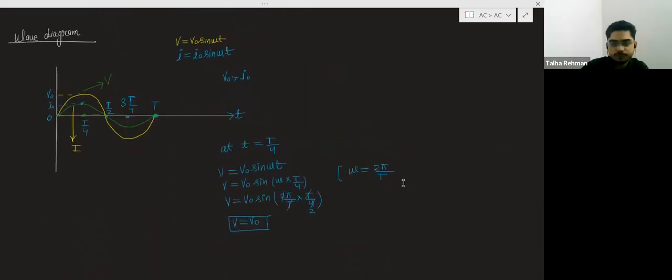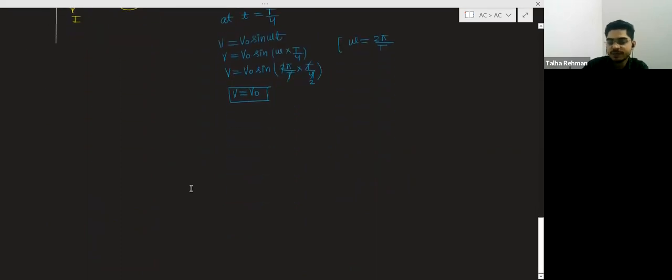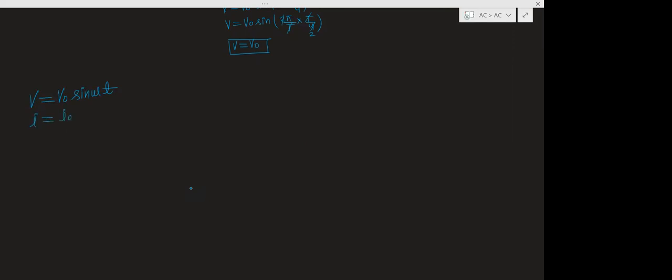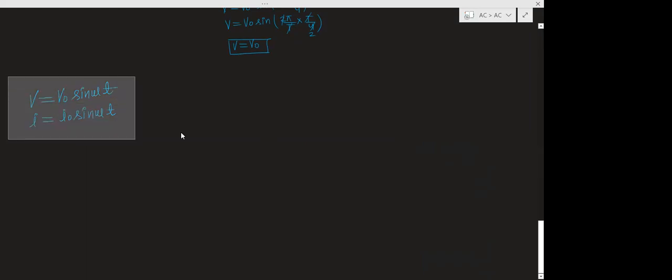Okay, so what we get from the purely resistive circuit? If we have a purely resistive circuit, what is the equation of the voltage? V is equal to V naught sine omega t. This is the equation of the voltage. And what is the equation of the current? I is equal to I naught sine omega t. So the phase difference between the current and the voltage is 0. I think you should remember this.